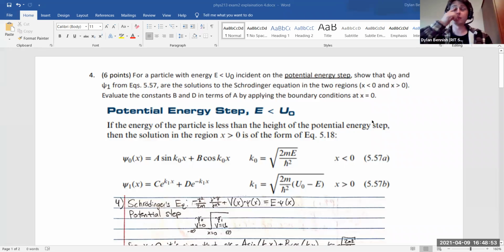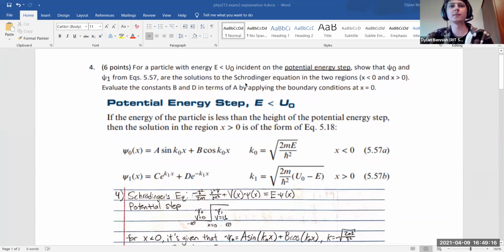Hello, so today I will be describing the fourth problem on exam 2 for modern physics. The question we have is, for a particle with energy E less than U naught incident on a potential energy step, show that psi naught and psi 1 from the equations listed below are solutions to the Schrodinger equation in two regions, x less than 0 and x greater than 0.